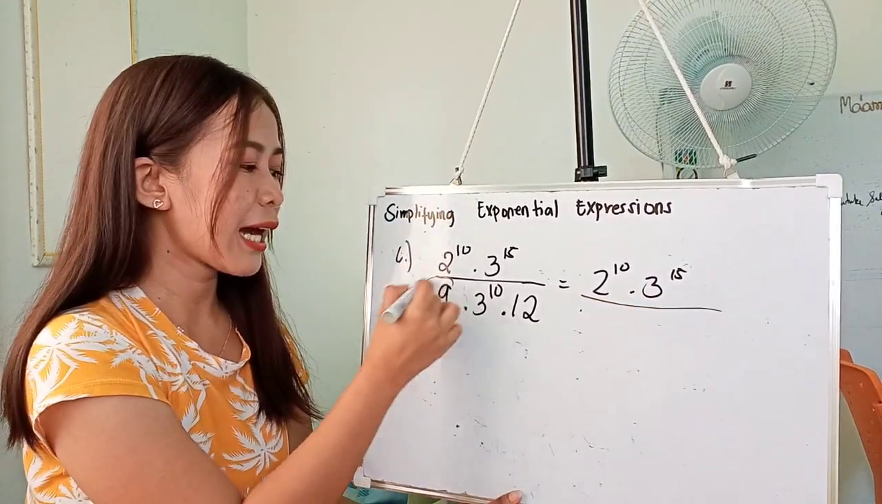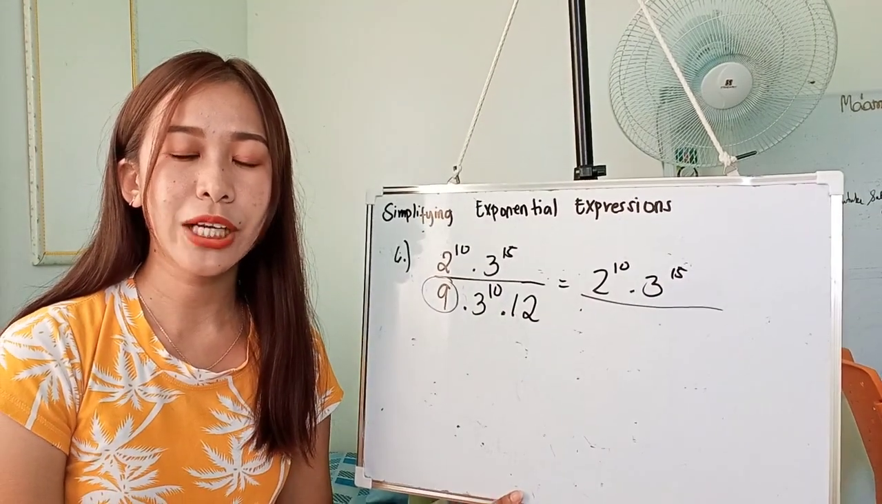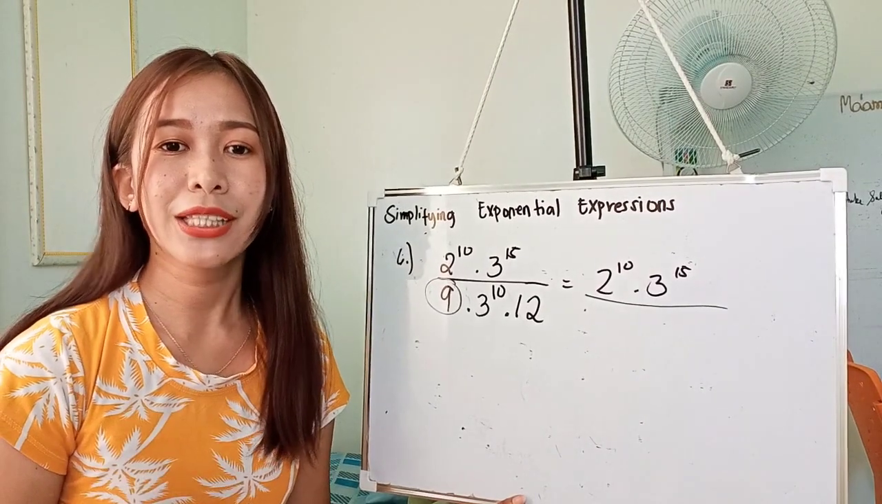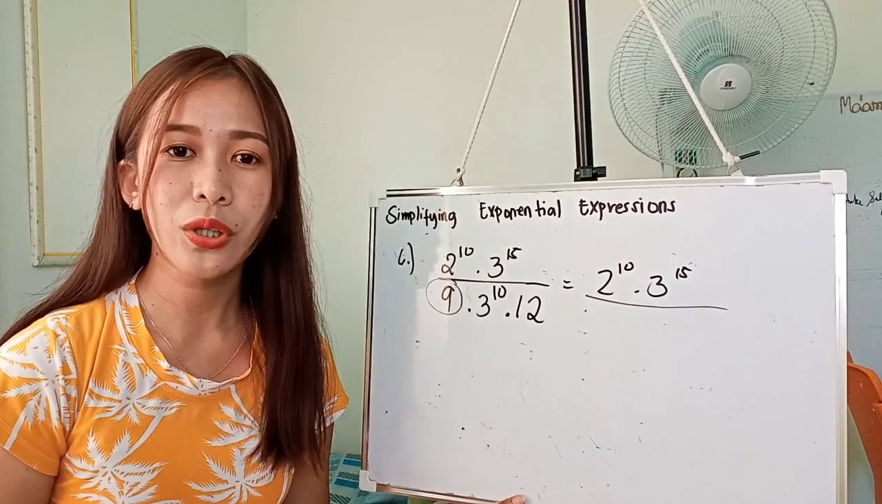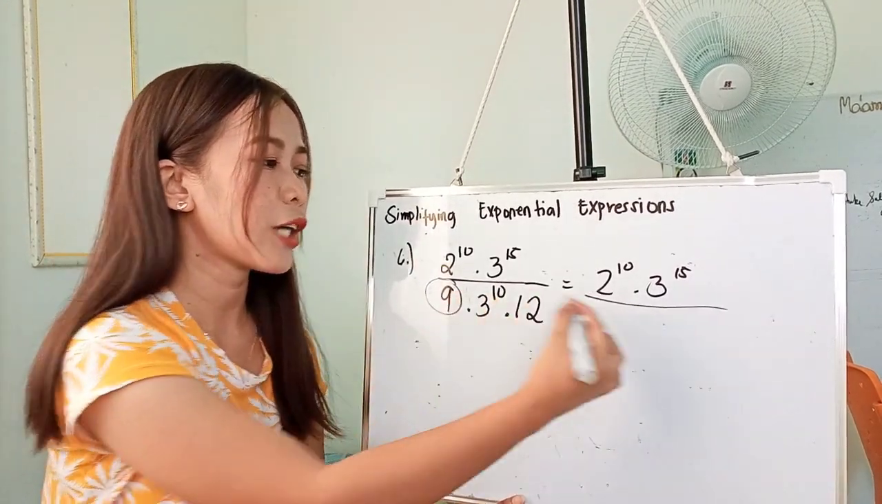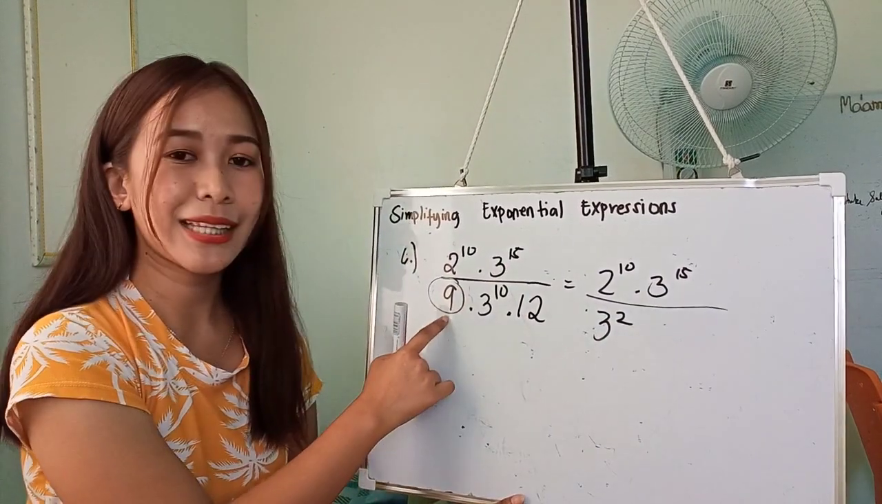Over. Etong si 9, kita niyo yan? So, si 9 ba ay ma-express natin into an exponential expression? Yes, of course. Kasi ito ay pwede nating ma-express into its cube root. Kasi di ba cube root of 9 is 3. Therefore, its exponential expression is 3 raised to 2. Di ba? Kasi 3 times 3 is 9.